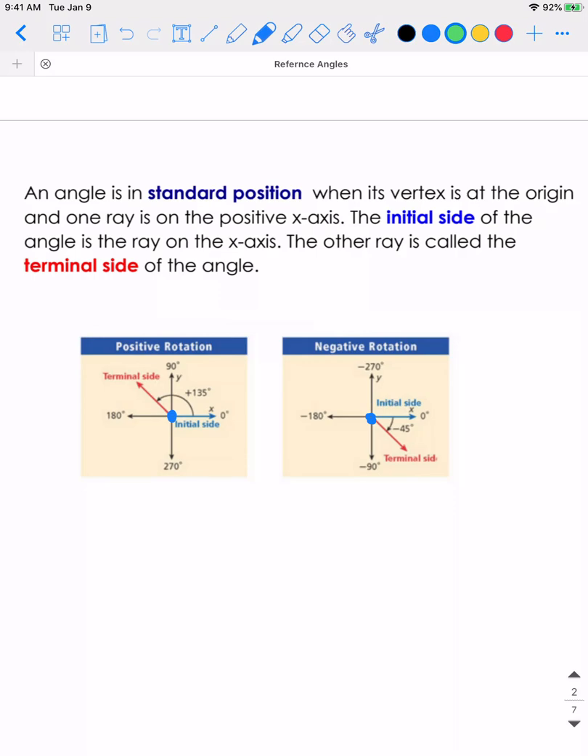So the initial side of the angle is the one that lies on the x-axis. So the initial side is right here on both of these diagrams. Okay, that's the initial side in blue. The other ray is called the terminal side. Again, a ray is where you have one endpoint and it goes off in one direction. Okay, that is the terminal side. So just some definitions for you.